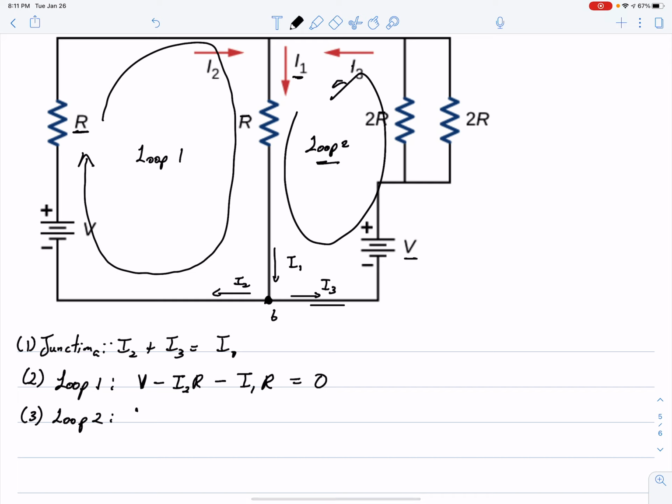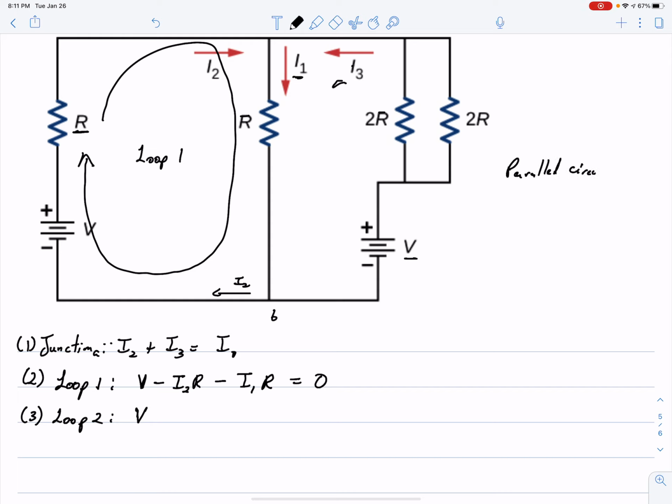And I start with V. But then I hit this parallel circuit. So remember what I said about parallel circuits? Parallel circuits have the same voltage when measured here to here, here to here. They have the same voltage all around.